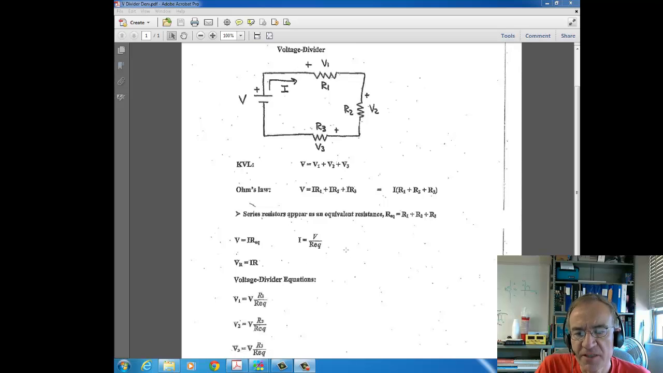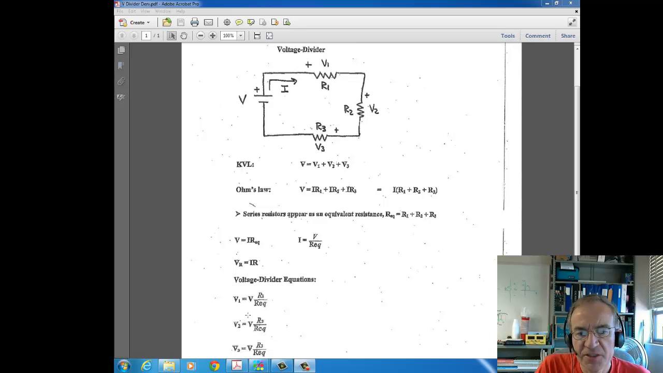Before I do the next step, let me just mention that this derivation is also shown in our text, in the Alexander text. Now to get the voltage across each single resistor, we can do I times R, where we substitute in this I. So we just substitute in V over R equivalent for I.